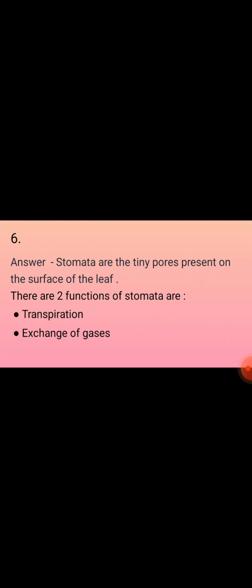And our next question is does transpiration serve any useful function in the plants? Explain. And the answer is transpiration generates a suction pull which can pull water to great heights in tall trees. Transpiration also cools the plant.